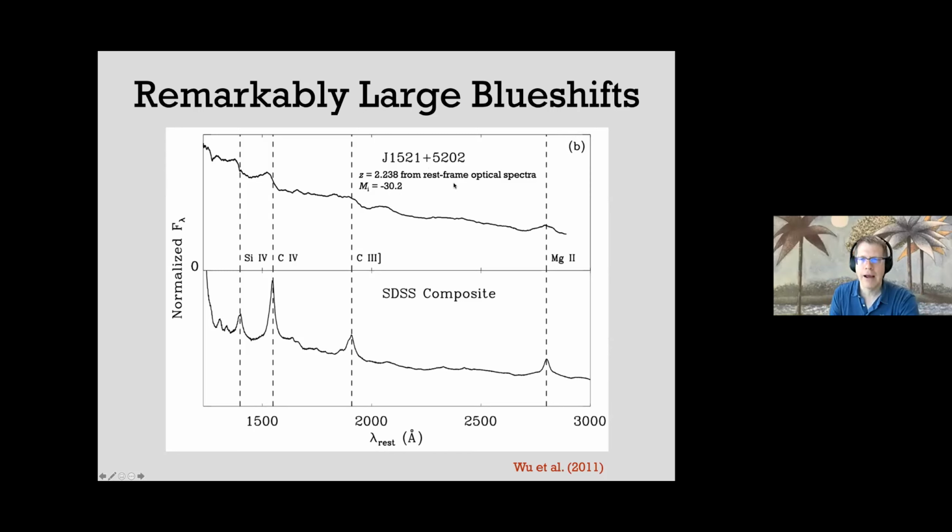And in fact, we've defined the redshift for this particular system based on rest frame optical spectroscopy. And you can see carbon-4 just totally shifted from where it should be. So that's the extraordinary nature of the line blue shifts, indicating again that perhaps the broad line emitting region is in some kind of an outflow.